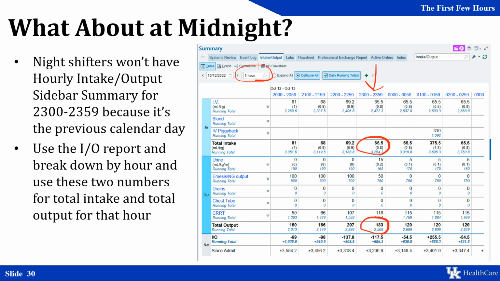For those of you who work night shift, you won't have sidebar summary I&O for midnight because it's always going to do the current calendar day, and technically that's 23:01 to midnight. A useful alternative is to go into your summary tab under intake and output and look at it by Q1 hour and look at the 2300 to 2359. Technically this is 1 minute off, however it shouldn't make a clinical difference for the vast majority of patients.